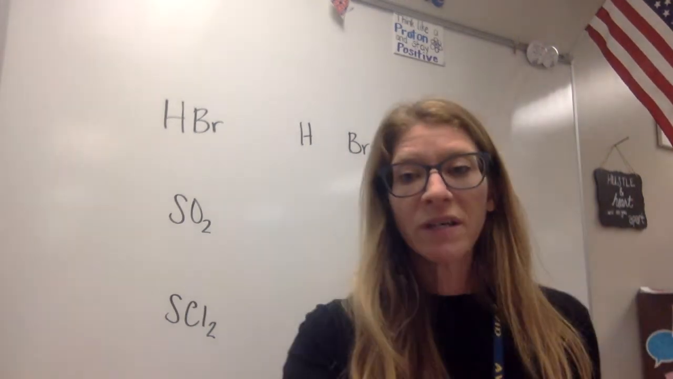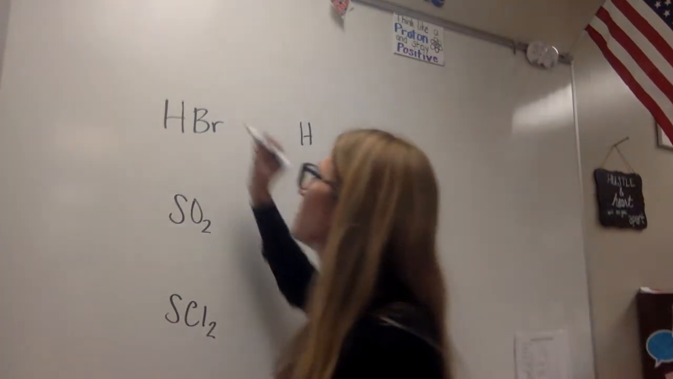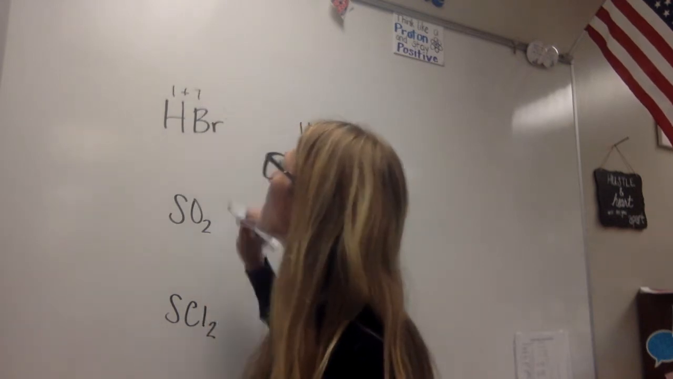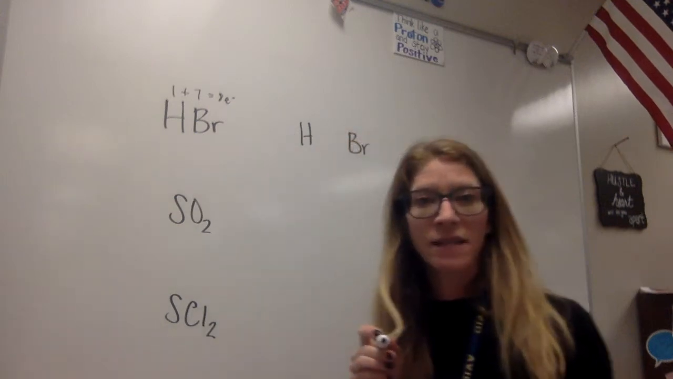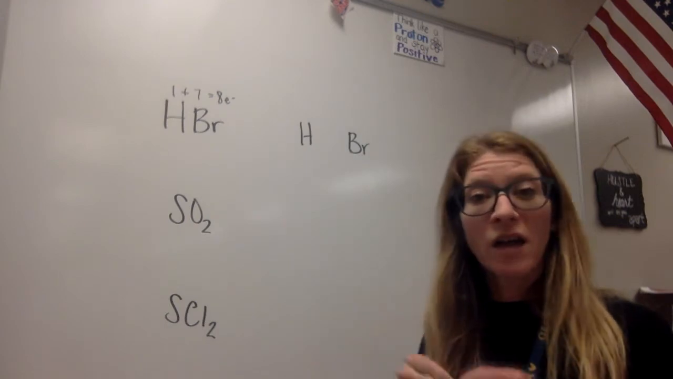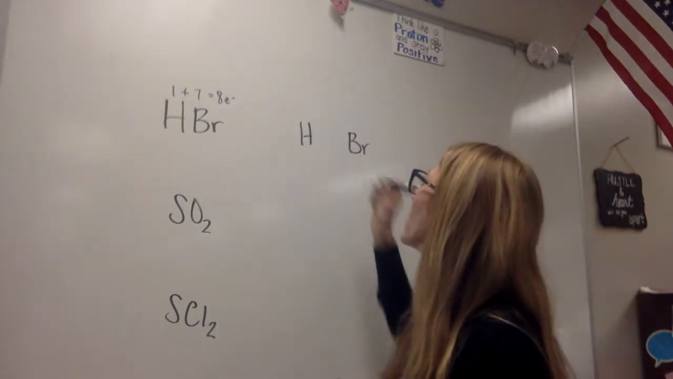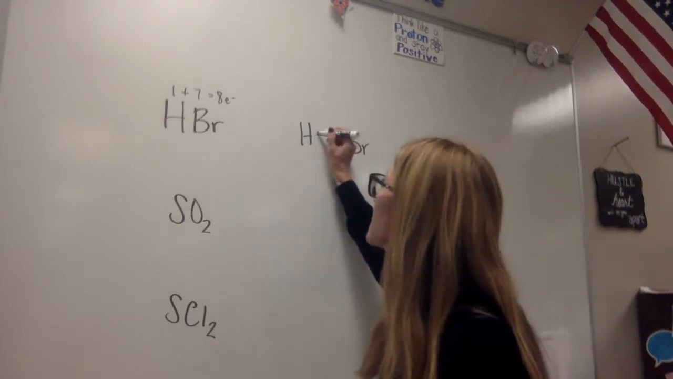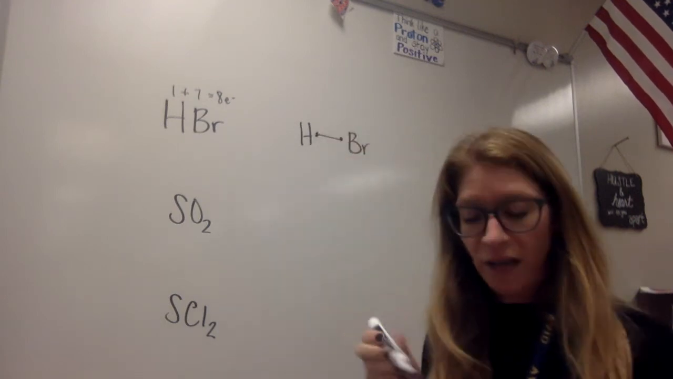All right, step 2 is to count up the total number of valence electrons that you have. Hydrogen has 1 valence electron from the periodic table. Bromine has 7. So when we add those up, we have a total number of 8 electrons that need to be accounted for. All right, step 3 is we have to connect the atoms. Since there is no central atom, we know that these two have to be bonded by at least a single bond. That single bond represents 2 electrons.